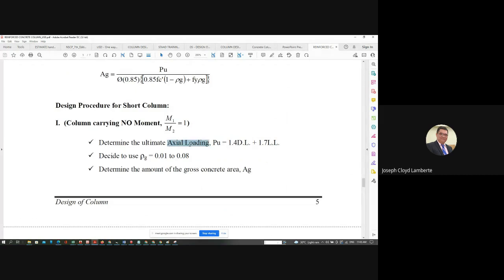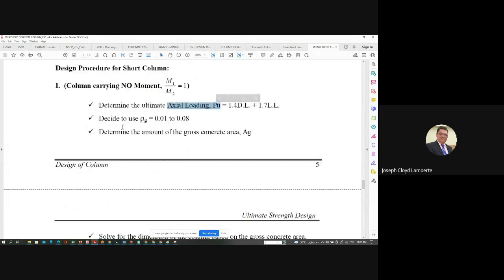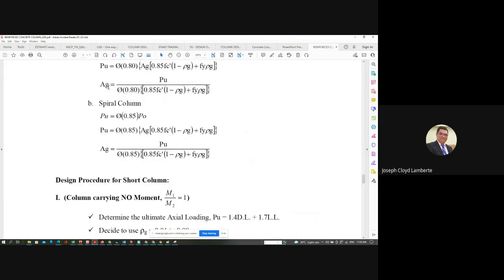Basically, you need to determine PU. Next, decide on the steel ratio, 1 to 8%. You have the leverage to choose among them. You can even choose 0.011. Okay. Next, determine the amount of the gross concrete area. Where? The formula from earlier, either this one or this one.